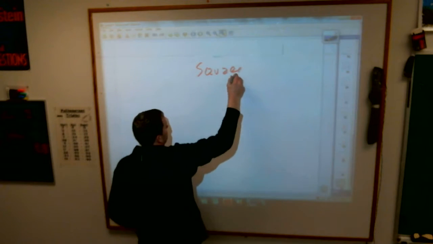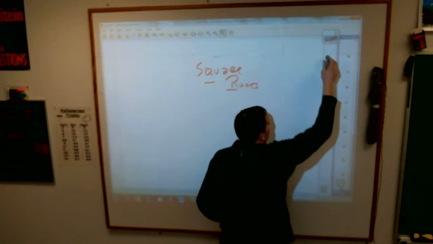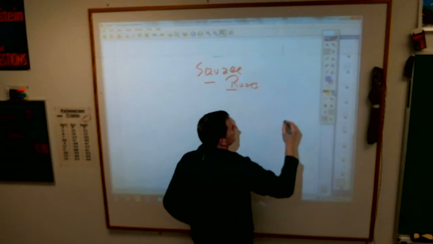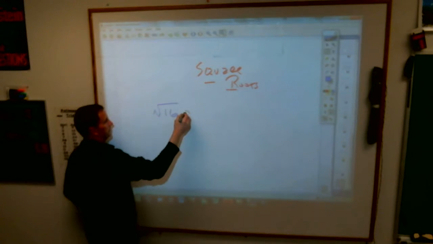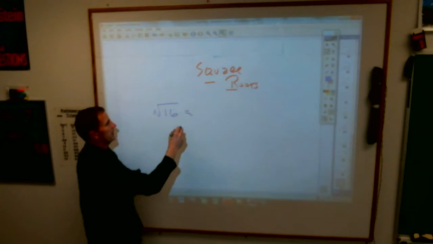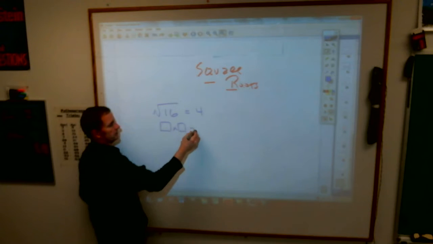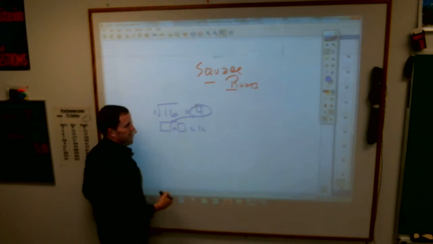I believe we talked about this before. We have things that are called perfect squares. For example, let's just look at this. The square root of 16 is what? 4. Why? Because when you ask for a square root, you're asking what same number times itself will give you 16. And that is 4. So 4 is the answer to that.